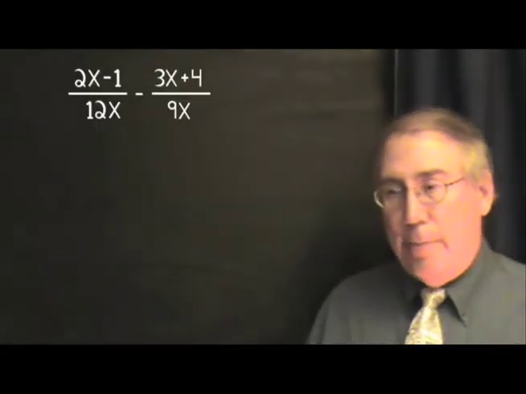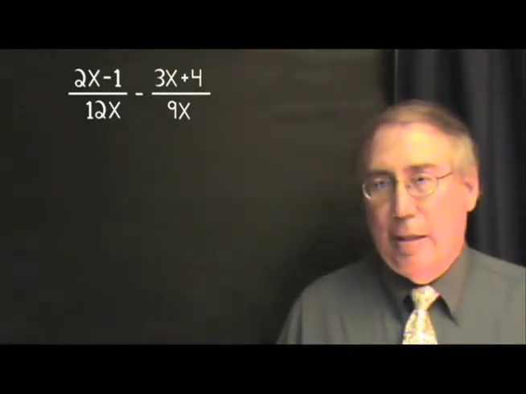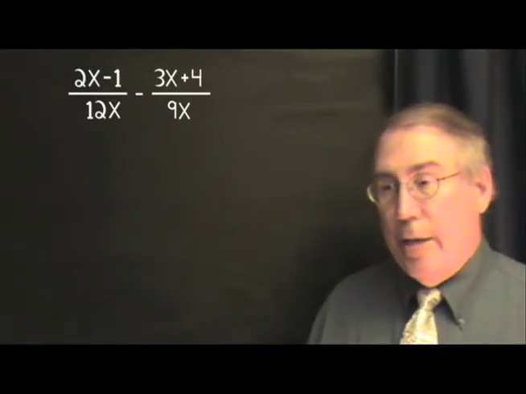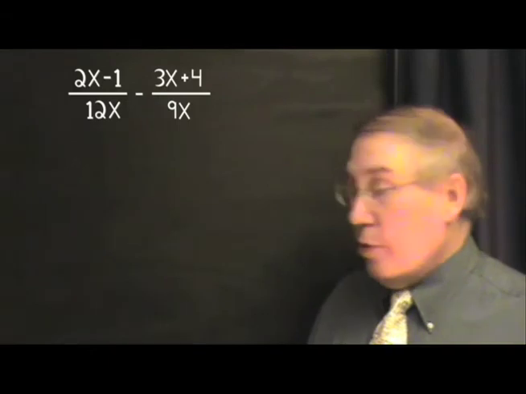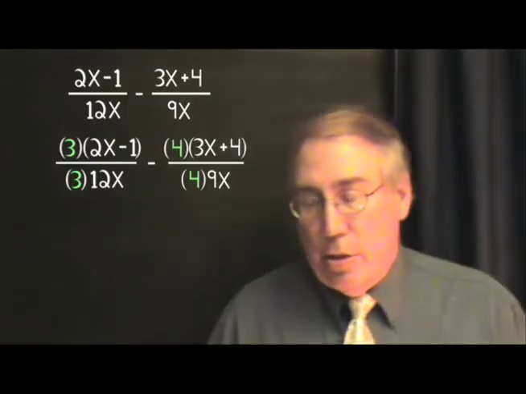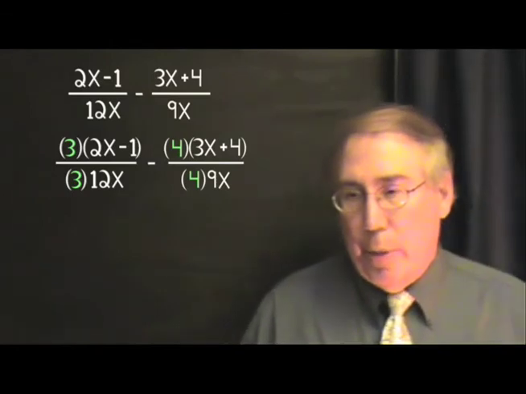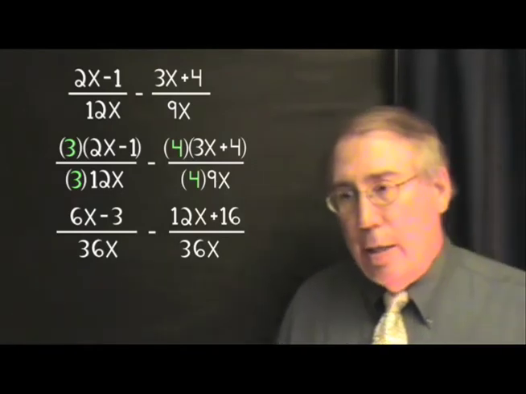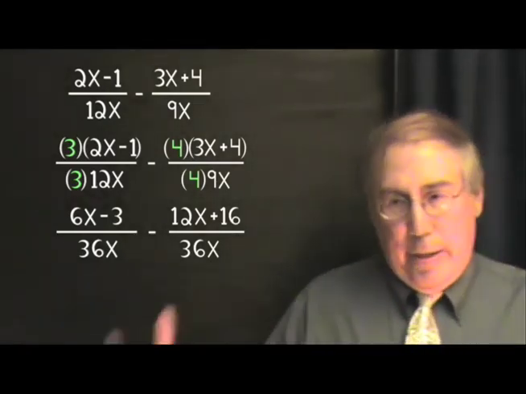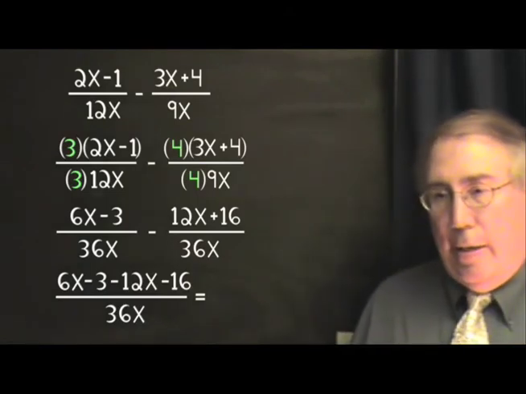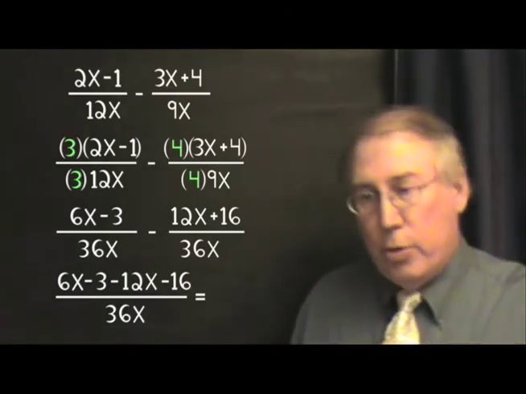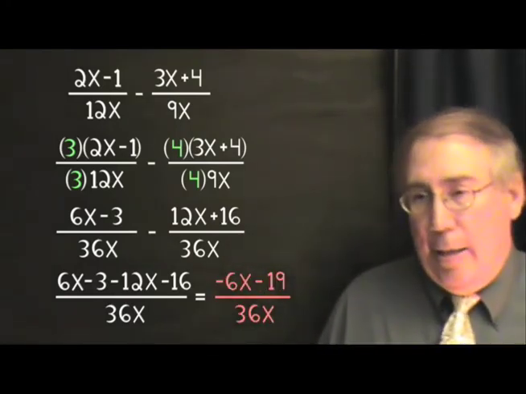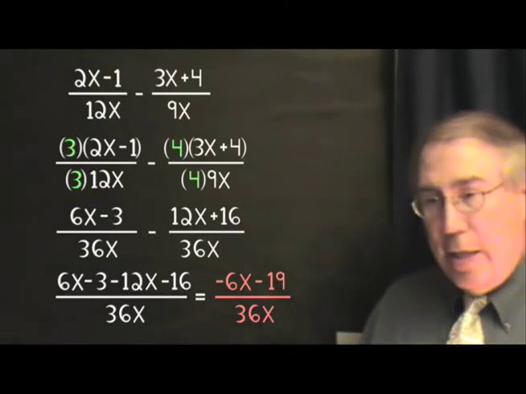Now, our last problem here. Let's find the least common multiple between 12x and 9x. It looks like it's 36x. So we're going to have to do something to all the numerators and denominators. First fraction, multiply a 3 times the numerator and denominator. Second fraction, a 4. And now we can subtract the fractions, and we'll get all those terms in the numerator over 36x, and combine terms, and we'll get negative 6x minus 19 over 36x.